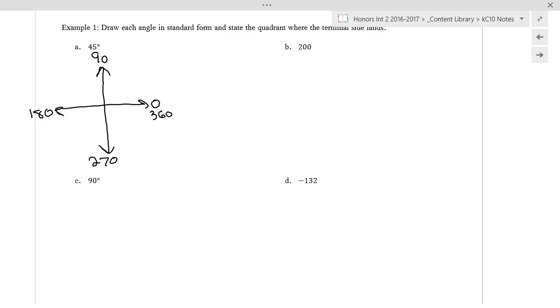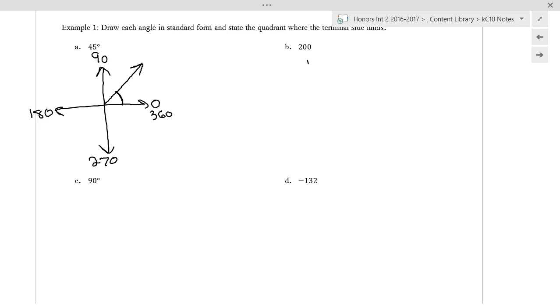So where is 45 going to fall? Well, 45 is between 0 and 90. It is exactly halfway between 0 and 90. So I would make a line going straight out from 0, 0, just like that. Again, it's halfway between 0 and 90. And that's our angle in standard form.